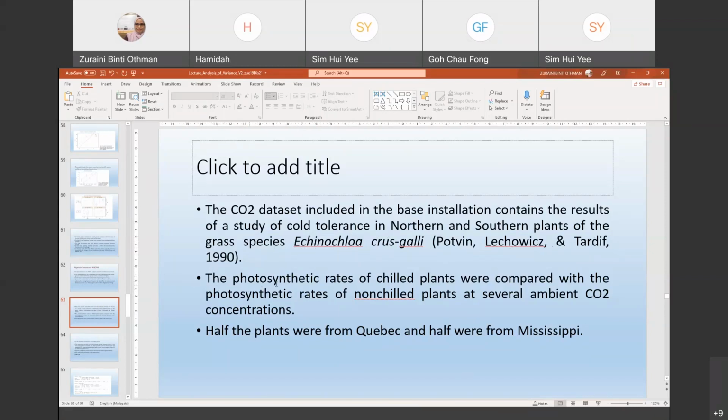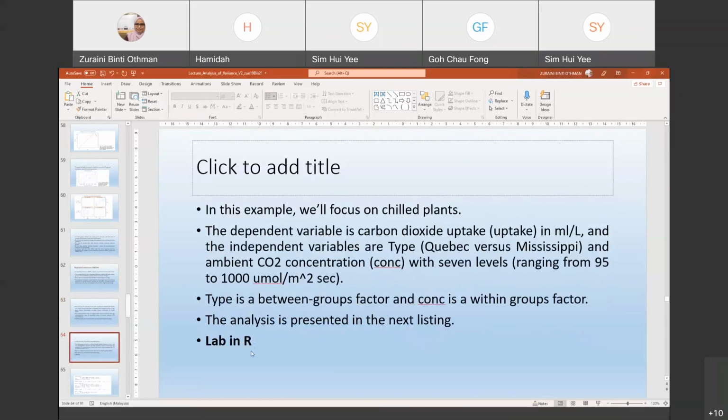The photosynthetic rate of chilled plants was compared with the photosynthetic rate of non-chilled plants at several ambient carbon dioxide concentrations. Half of the plants were from Quebec and half of them were from Mississippi. This is how they set up their research. In this example we will focus on chilled plants.